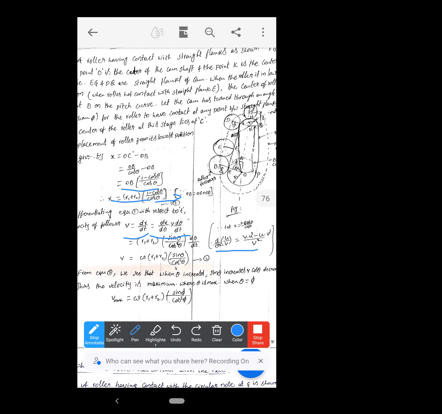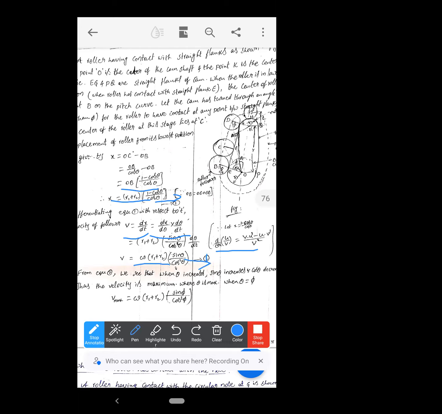The value here is sin theta. When we simplify the equation, we have sin theta in the numerator, and d theta by dt is there. So d theta by dt is also written as omega. So V equals omega into (r1 plus r2) into sin theta by cos square theta. Let's take this as equation number 2.